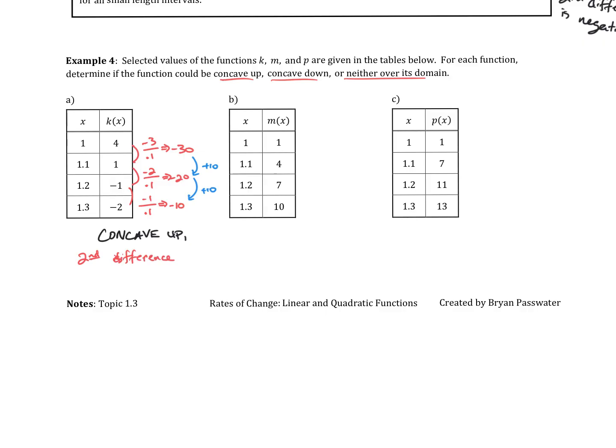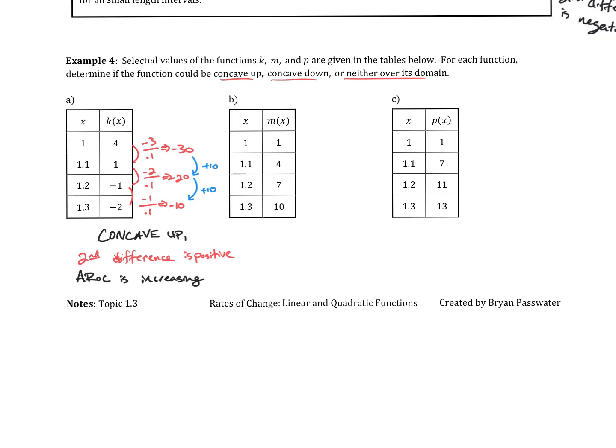However, that's probably not how they're going to say it. They could say the second difference is positive. Or what? The average rate of change is what? Increasing. There it is. The average rate of change is increasing. All right. Cool. Let's look at part B.